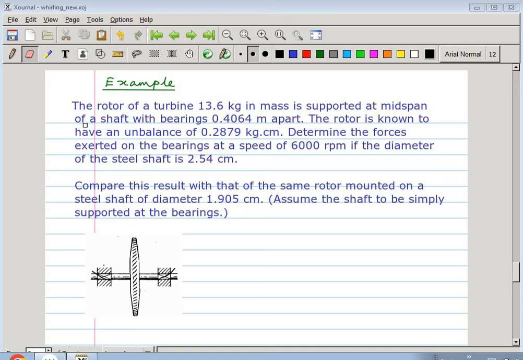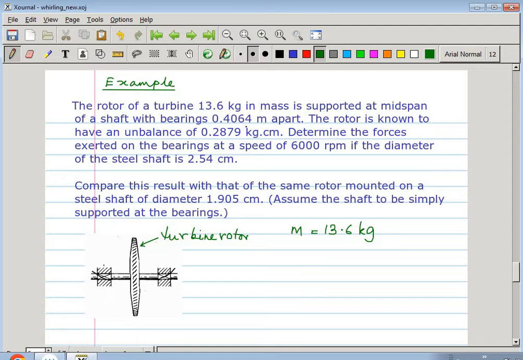Now we work out a problem. The rotor of a turbine 13.6 kg in mass. So this is the turbine rotor. That means all the blades and rotating parts are modeled as a disc, and the mass of the disc is 13.6 kg, and that is supported at midspan of a shaft with bearings 0.4064 meter apart.